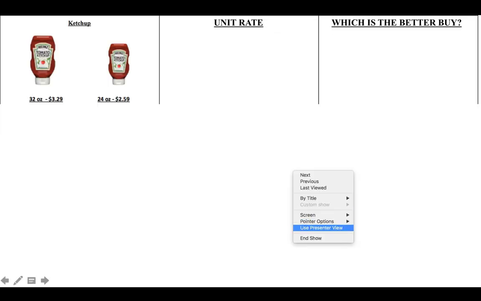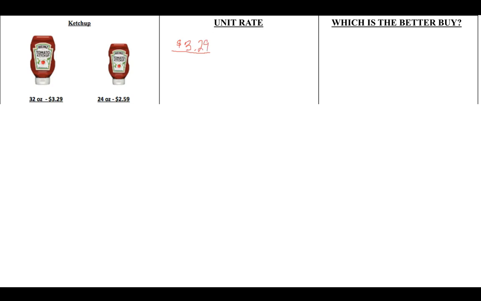Okay, for this example, we're going to be talking about ketchup. So again, we have to find the unit rate of both items. So I'm going to set up for the 32-ounce jar, I'm going to put the cost on top, which is $3.29, and the number of ounces, 32 ounces, on the bottom. And we're going to find the unit rate. So I want to find the cost for 1 ounce, so I need to divide by 32 and divide by 32.